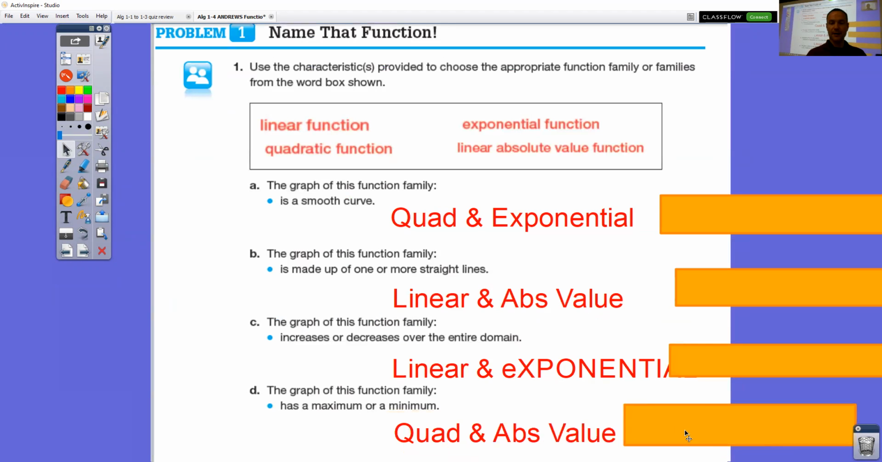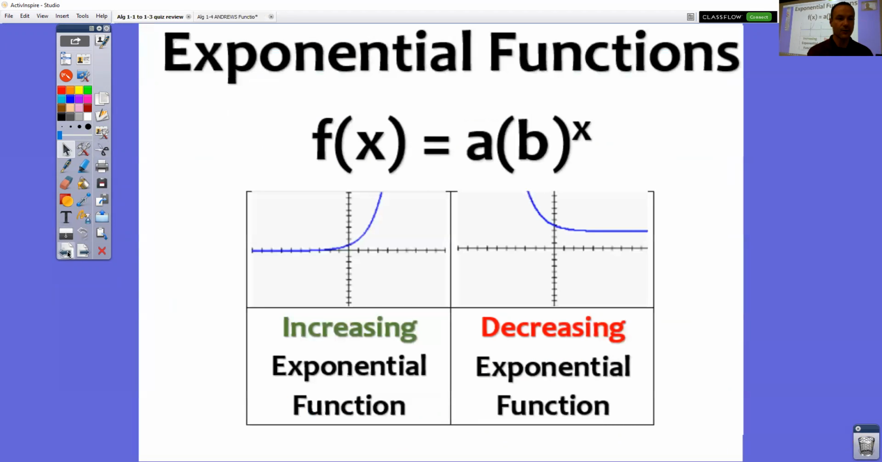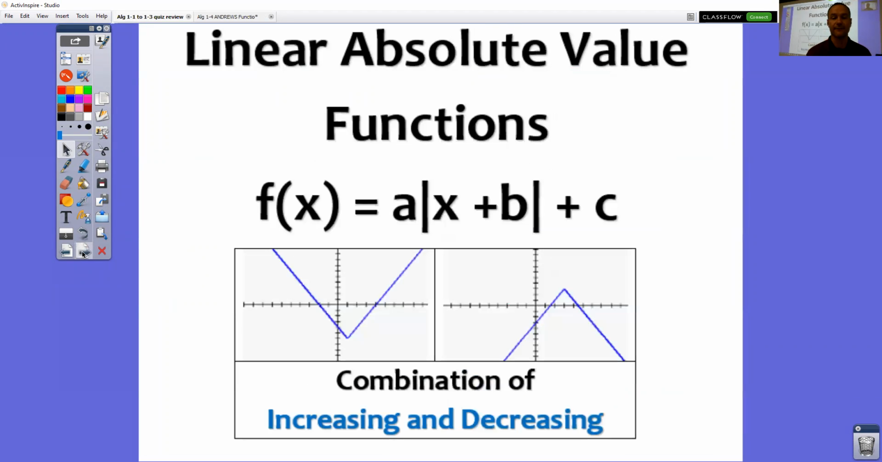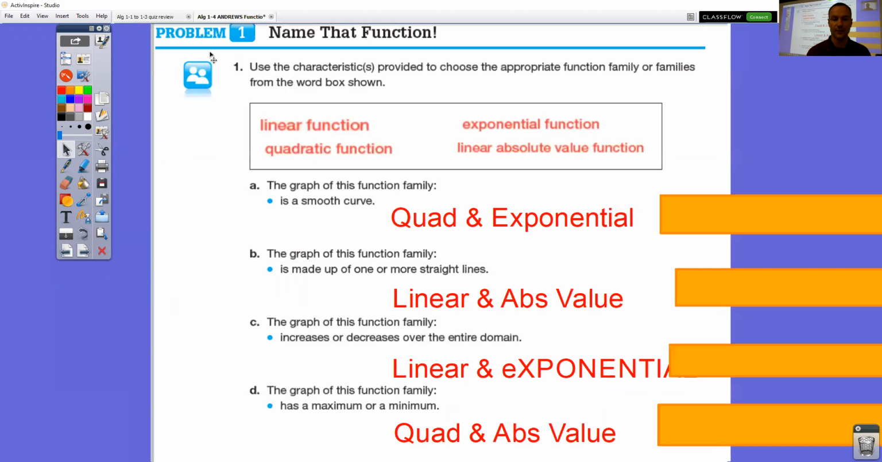Then this one has a minimum or a maximum. That is quadratic or absolute value. So it has a maximum or a min. When we go to graph the quadratic, this would be an absolute min right here. It's the bottom part of the graph. This would be an absolute max. It would be the top part of the graph. For linear absolute value, this is the min part of the graph. This is the max part of the graph. It's the lowest point and the highest point on those graphs.